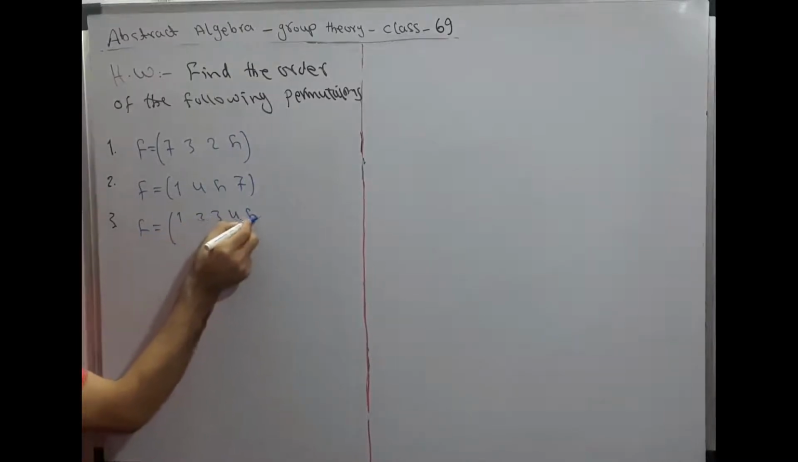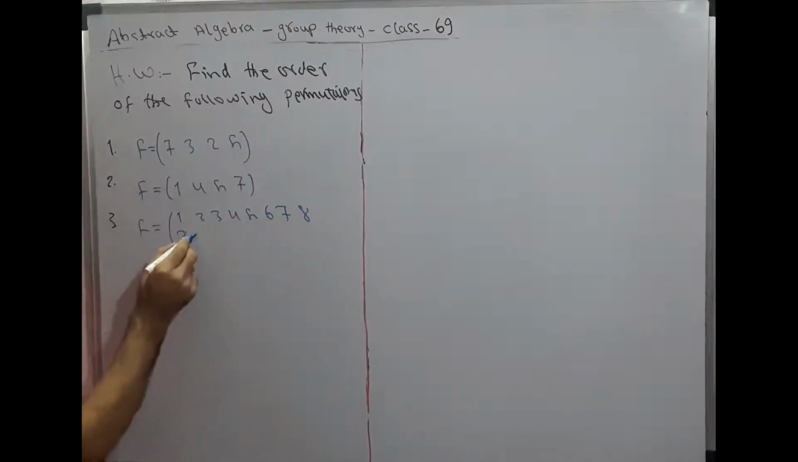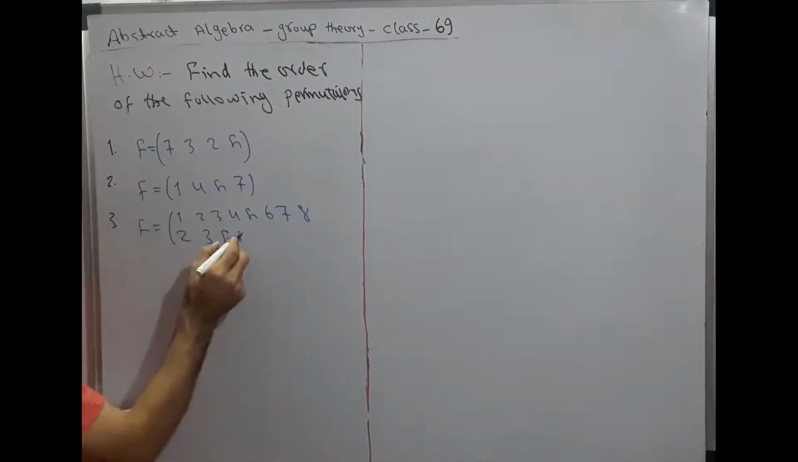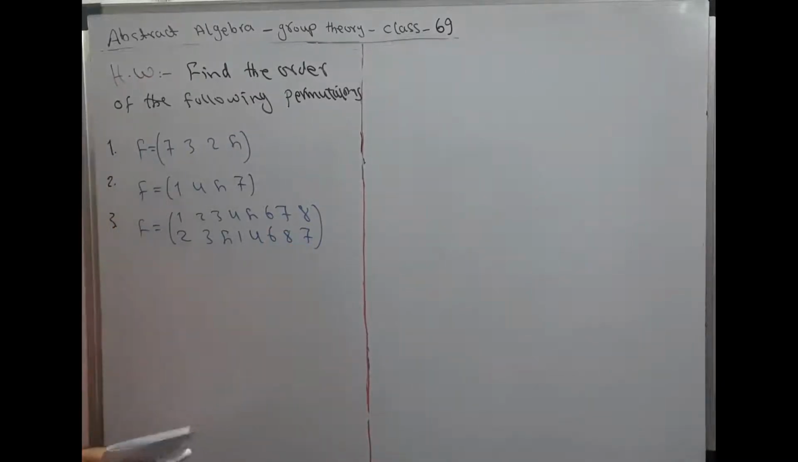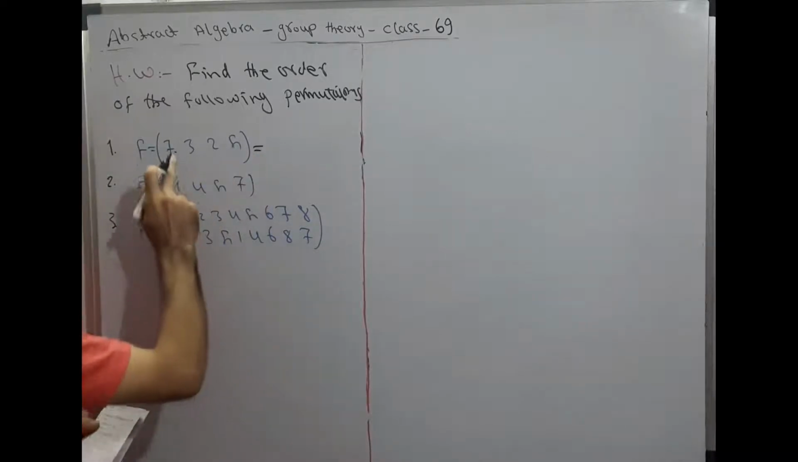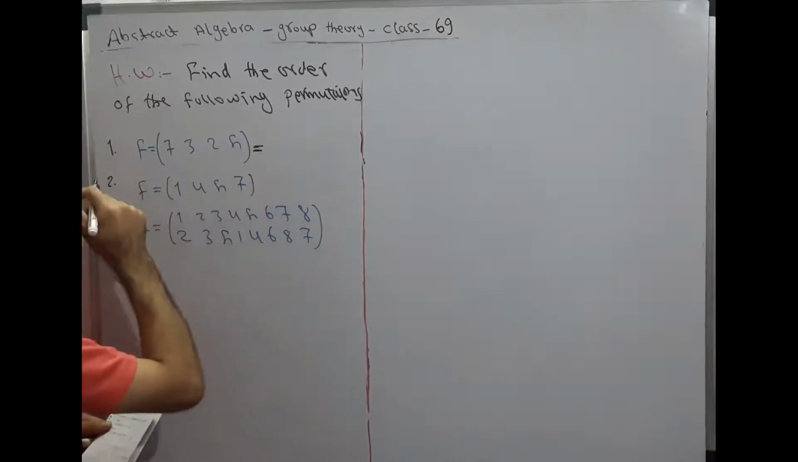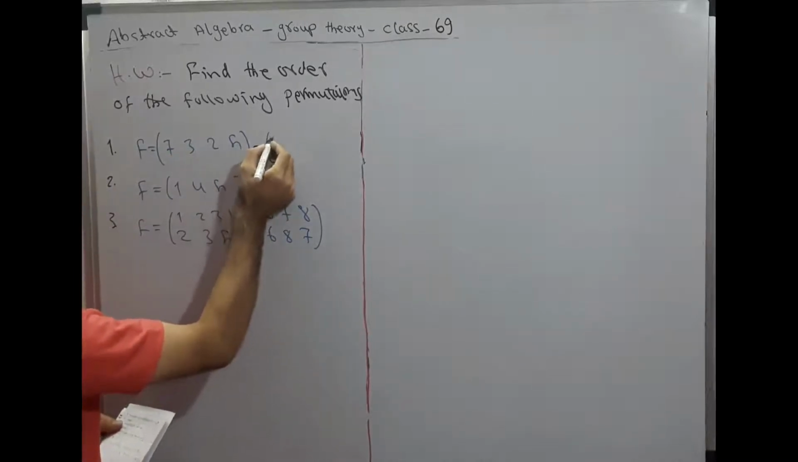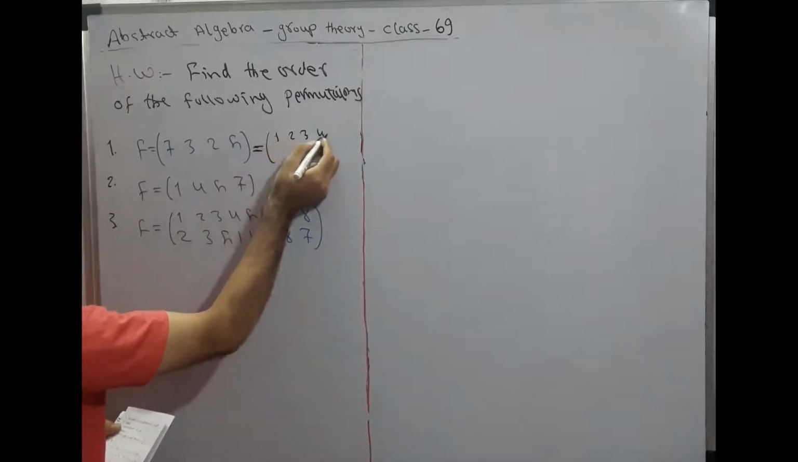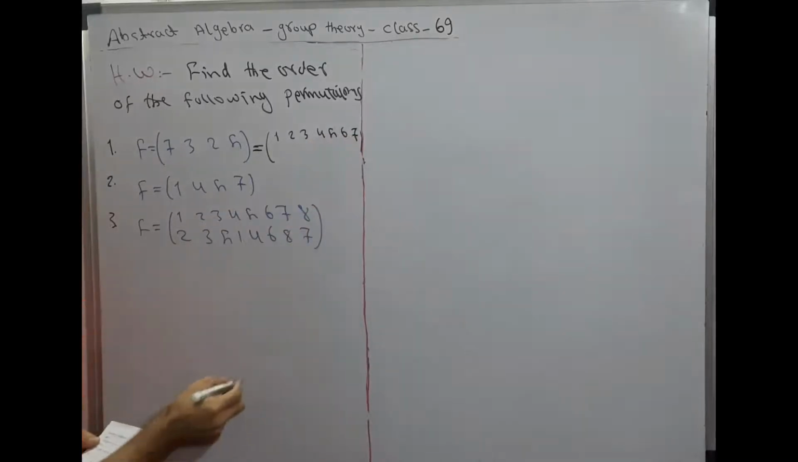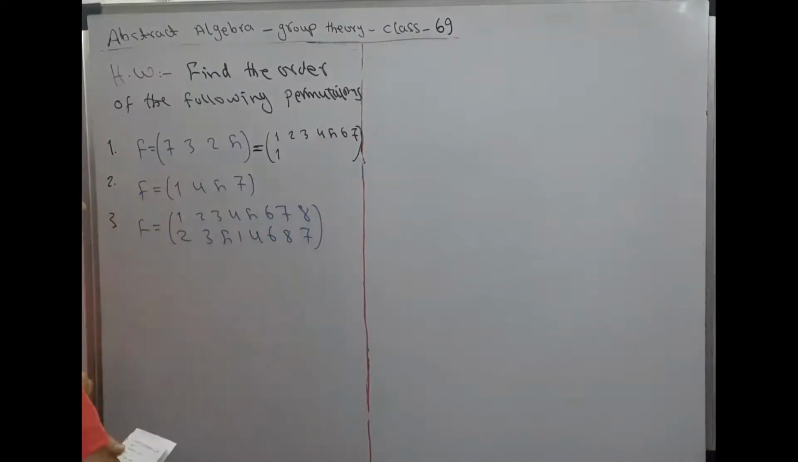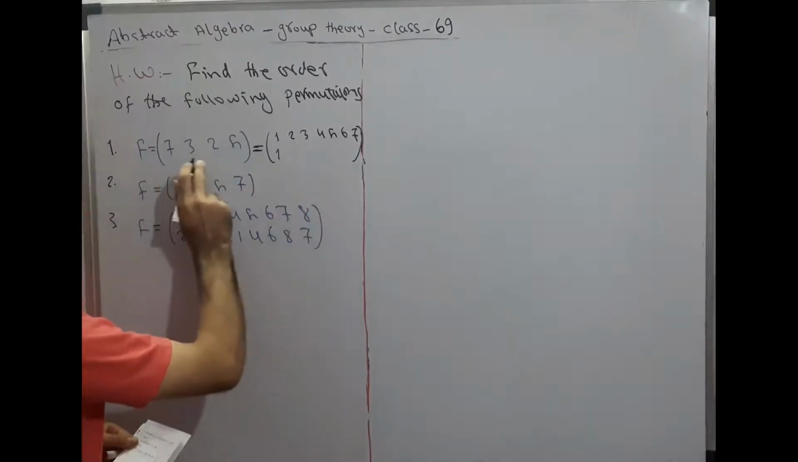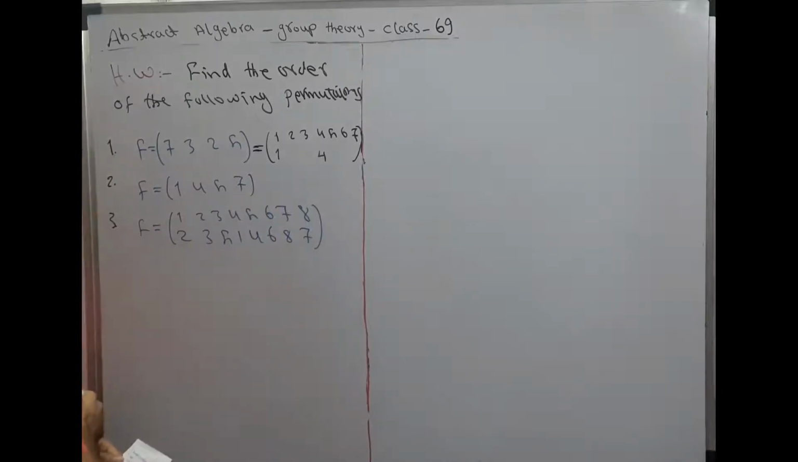Here the only thing you have to know is how to make this form of the permutation. We have 7 numbers: 1, 2, 3, 4, 5, 6, 7. Now, 1 is not mentioned, so the image of 1 is 1. 4 also is not mentioned, so the image of 4 is 4. 6 also is not mentioned, so the image of 6 is itself.